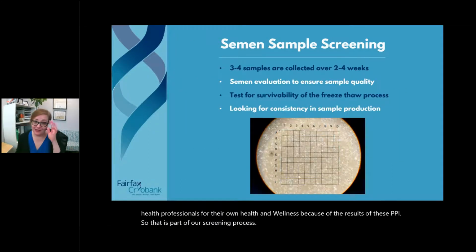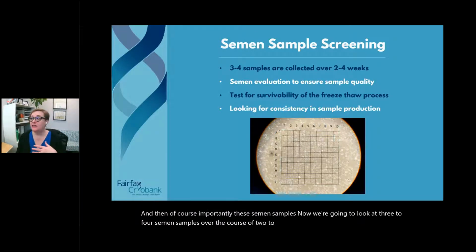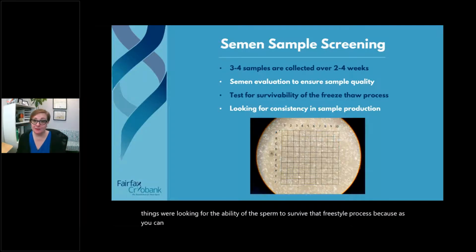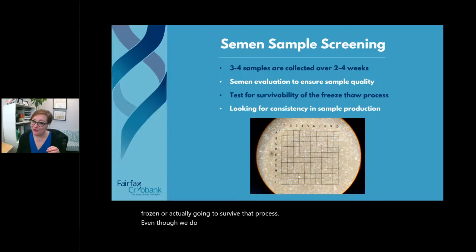And then, of course, importantly, the semen samples. Now, we're going to look at 3 to 4 semen samples over the course of 2 to 4 weeks. And we are looking for various things. We're looking for the ability of the sperm to survive that freeze-thaw process, because as you can imagine, it's not easy to be cryopreserved at minus 196 degrees Celsius and then be thawed and be happy and swimming. So only about 50% of the motile live cells that are frozen are actually going to survive that process, even though we do add a freeze media with a cryoprotectant. So we're looking for survivability.